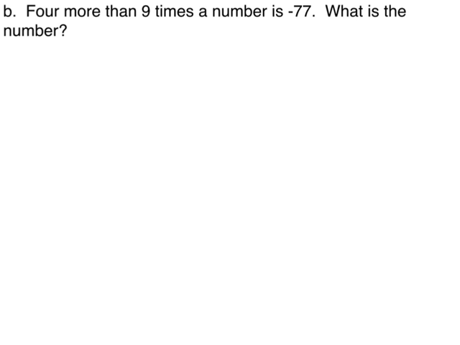Alright, this one I did not set up for you. We want to talk through it. 4 more than 9 times a number is negative 77. Well, let's just start with is negative 77. Alright, what is negative 77? 9 times the number would be 9n, and 4 more than that would be plus 4. 4 more than 9 times the number is negative 77.